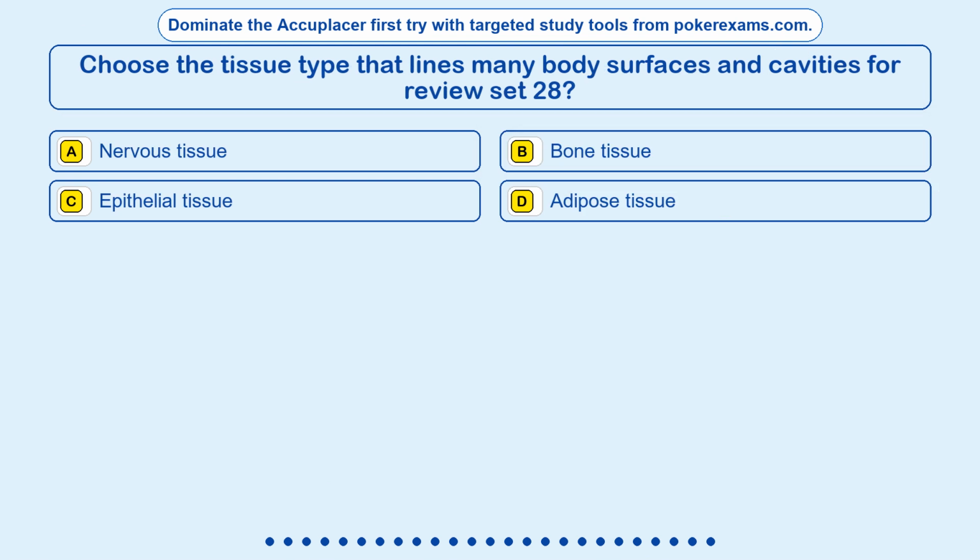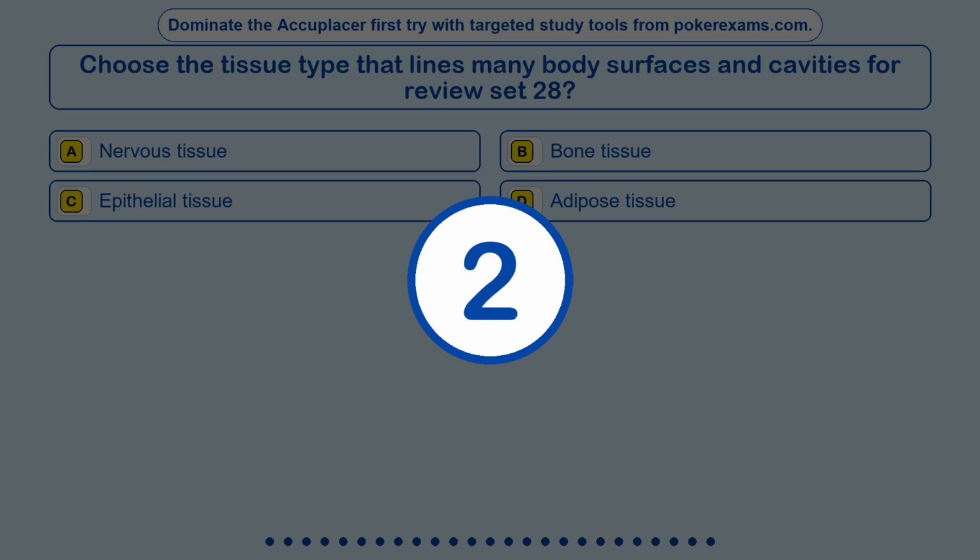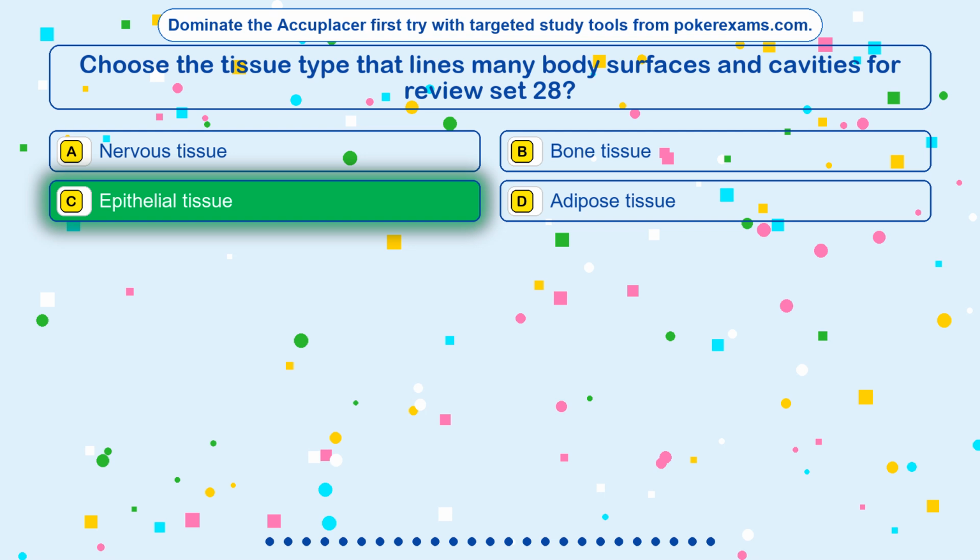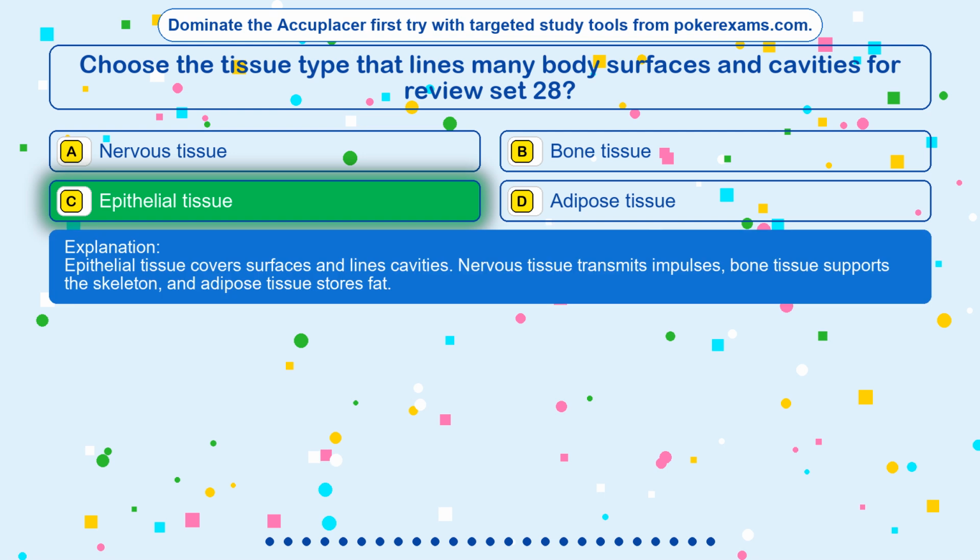Question 24. Choose the tissue type that lines many body surfaces and cavities for review set 28. Option A, nervous tissue. Option B, bone tissue. Option C, epithelial tissue. Option D, adipose tissue. The correct answer is option C, epithelial tissue. Epithelial tissue covers surfaces and lines cavities. Nervous tissue transmits impulses, bone tissue supports the skeleton, and adipose tissue stores fat.